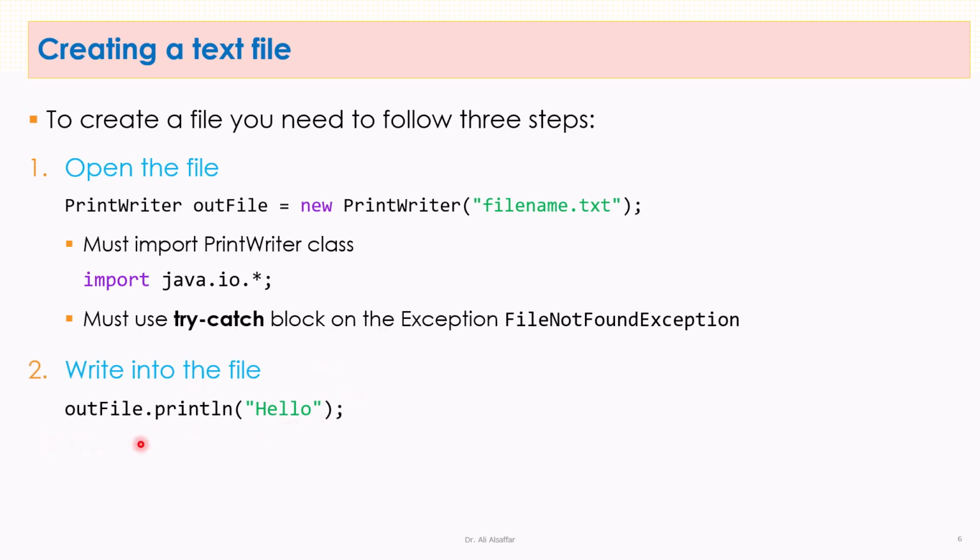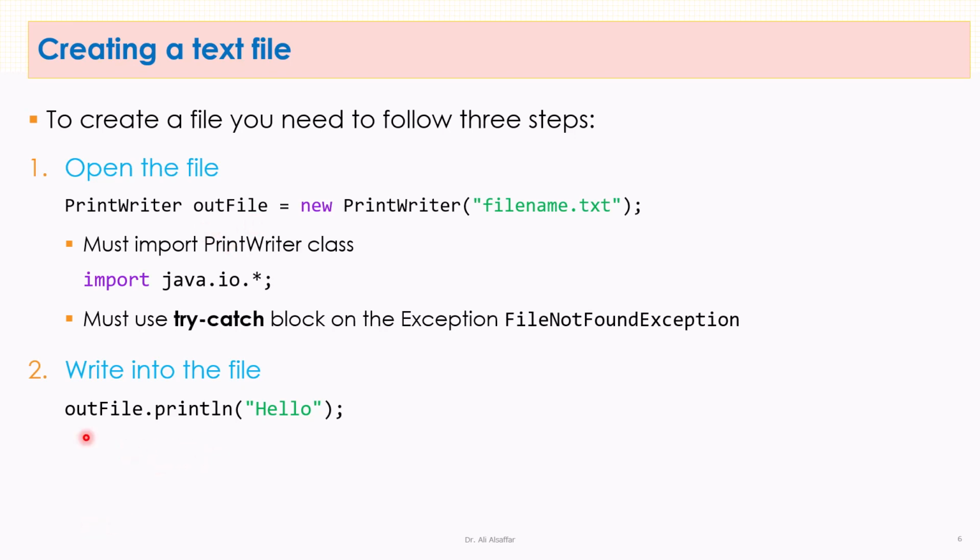To write into the file, it is exactly the same way that when you print on the output screen using println and print. But the difference is that for printing on the screen, we use the System.out output stream, but now here we use the file output stream. Since the name of the output stream we created in step 1 is called outFile, we use println and print for outFile.